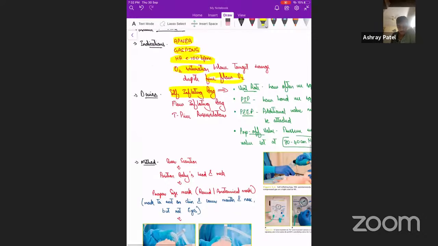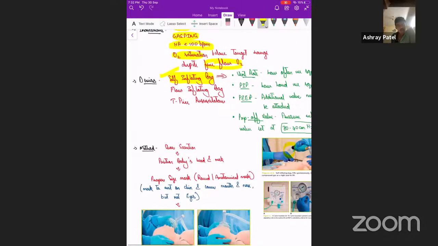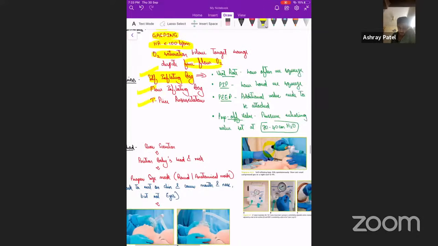What are the devices? One is the self-inflating bag. This is nothing but the bag and mask ventilation which we do, the preterm ambu and the term ambu bag which we have. If there is no source of oxygen available, then we can connect it to a self-inflating bag as we see over here. If free flow oxygen is available, then we can directly connect it to the free flow oxygen. Other devices which can be used are the flow inflating bag and a TPS resuscitator.